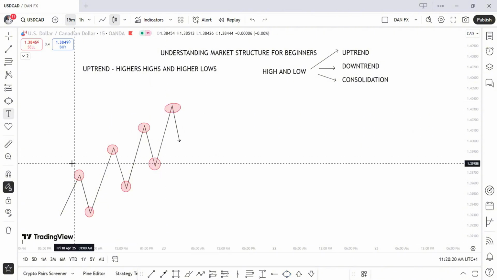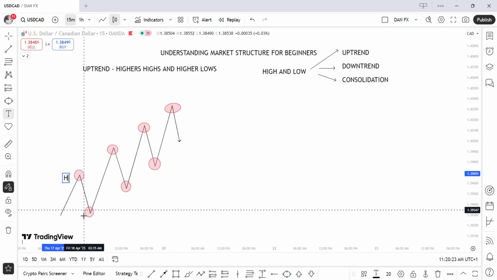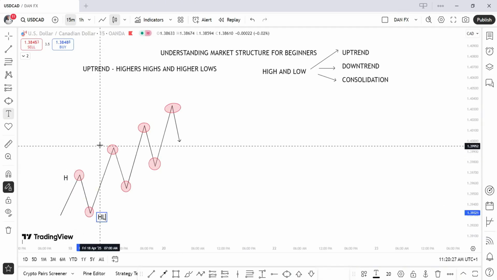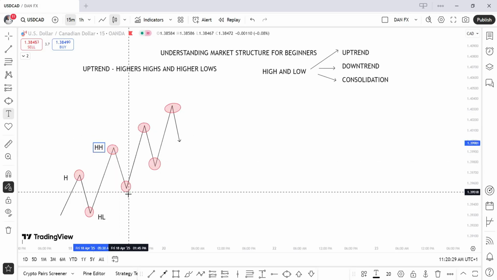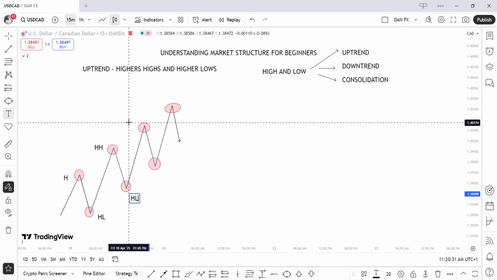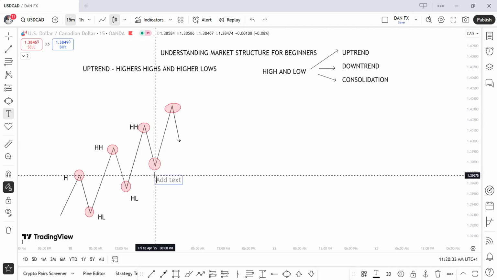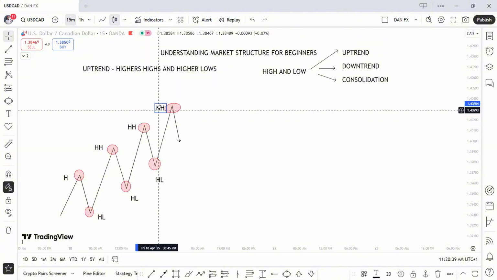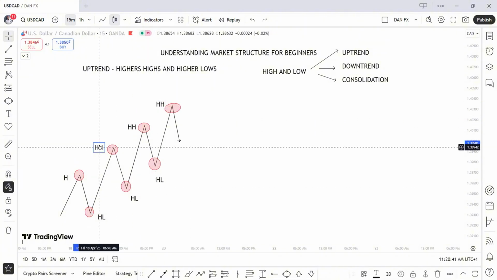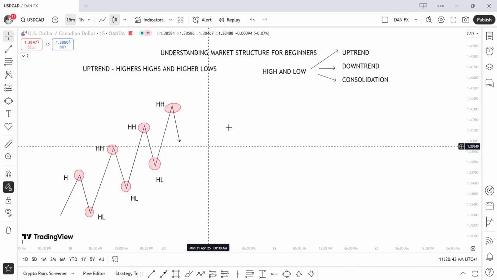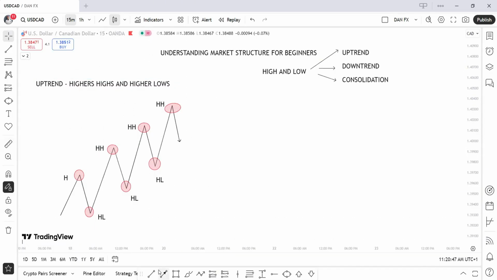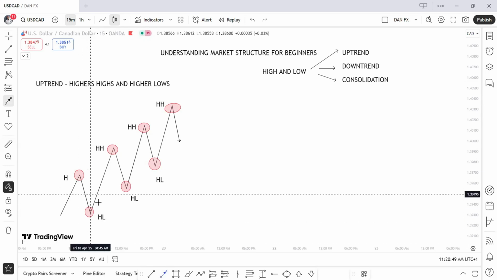And this can be signified as H, and then HL. HL is for higher low. So abbreviations: higher high, higher low, higher high, higher low, higher high, and then coming up another higher low. Whenever you see the market giving you this structure, just know that this is an uptrend. This is the pattern. This is the character of an uptrend: higher highs and higher lows.